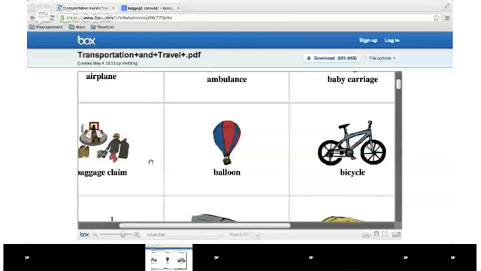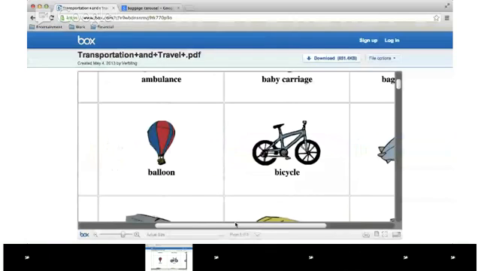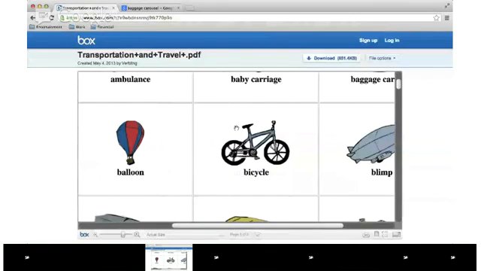Let's go to Liliana. All right. And our next word here, right there. Go ahead and read that for me. Bicycle. A bicycle. Very good. And what do we use a bicycle for, Liliana? Talk to us about it.